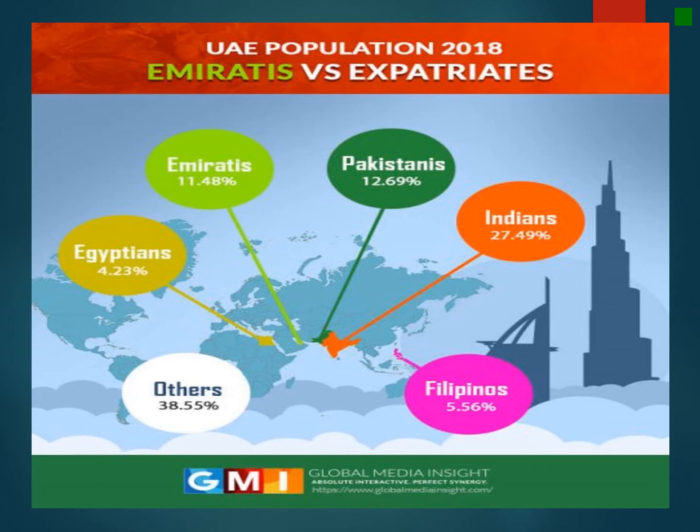So which countries do most expats come from? From which countries do most expats come? We have India here, 27%. We have 27% coming from India, and also we have Pakistanis, that is 12%.